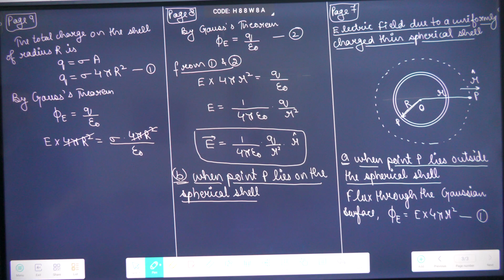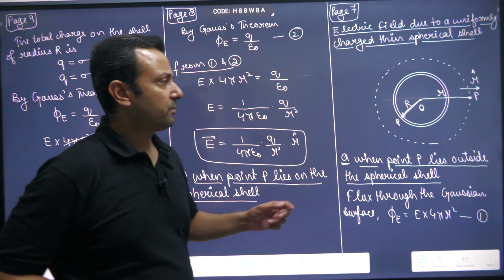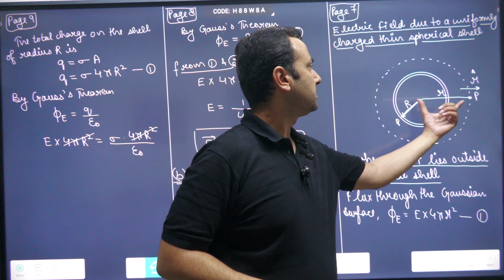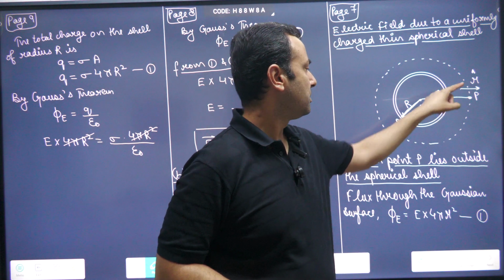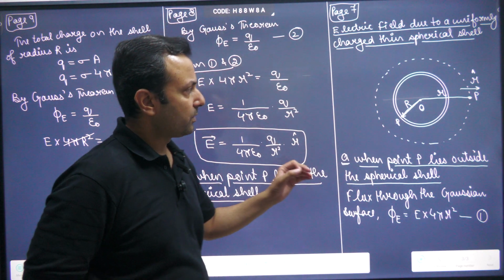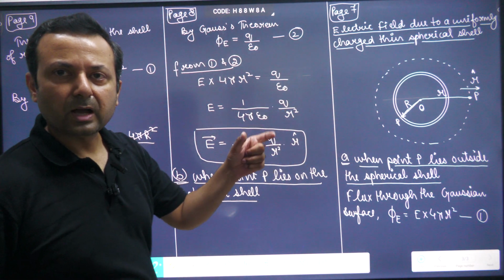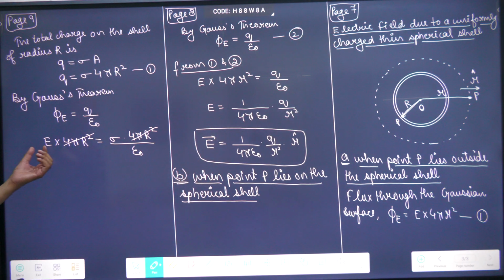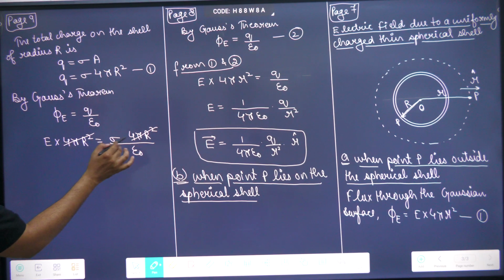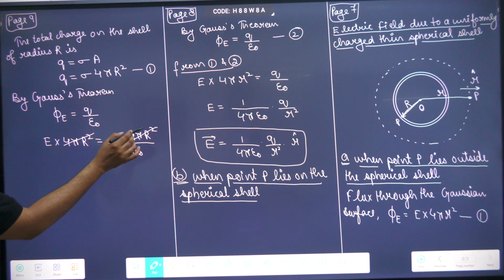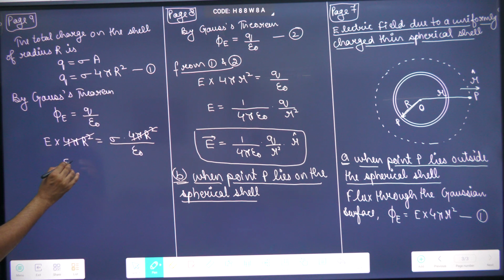I think this is clear to you, because when we have taken point P outside, then the radius will be considered as small r. Now, when point P lies on the surface of this sphere, then radius will be capital R. So electric field into area of the sphere is 4 pi capital R square. So this is 4 pi r square, and here also it is 4 pi r square. So I have cancelled 4 pi r square by 4 pi r square. So E is equal to sigma upon epsilon naught.